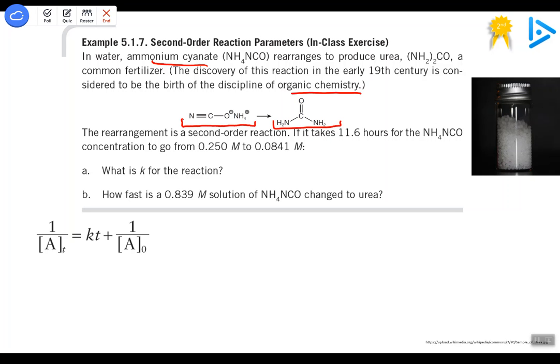So this rearrangement, we're told, is a second order reaction, and it takes 11.6 hours for the reactant concentration to go down from the starting amount to 0.0841 moles per liter. So we have to solve, well, what is the specific rate constant for this reaction? It's a second order reaction, so I pull out my second order integrated rate law. We're told the starting concentration and the concentration at the time that we want to solve for, and we're told that it takes 11.6 hours to get there. The only unknown is the specific rate constant K, and that's what we need to solve for. So we can plug in what we know and solve for K.